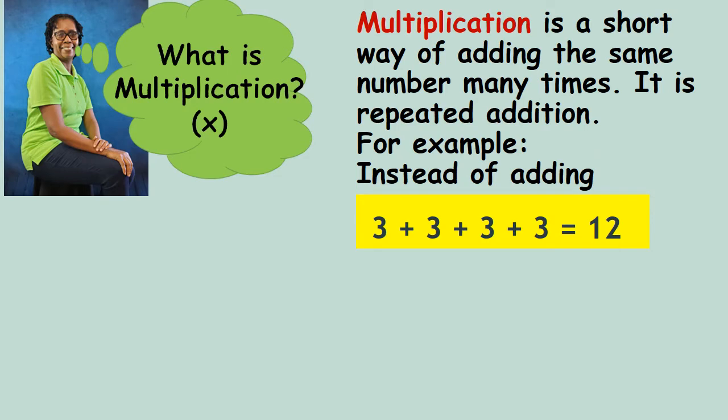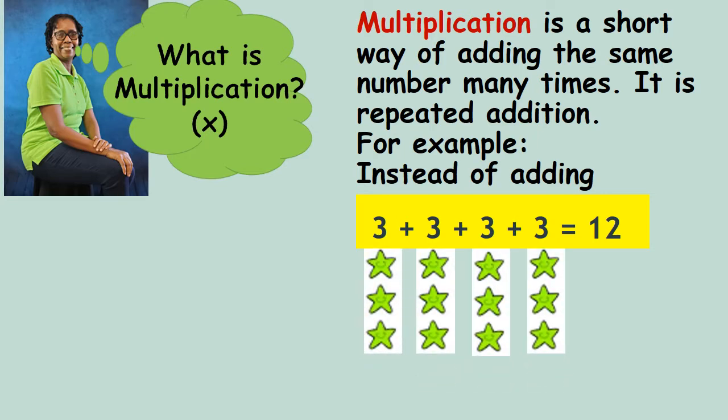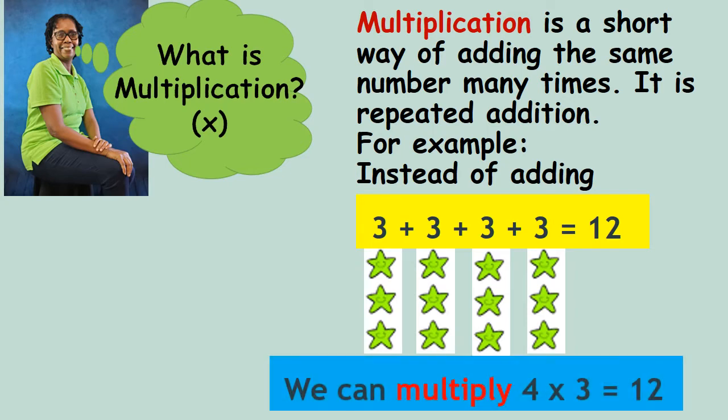What is multiplication? Multiplication is a short way of adding the same number many times. It is repeated addition. For example, instead of adding 3 plus 3 plus 3 plus 3 to get 12, we can multiply 4 times 3 equal 12.